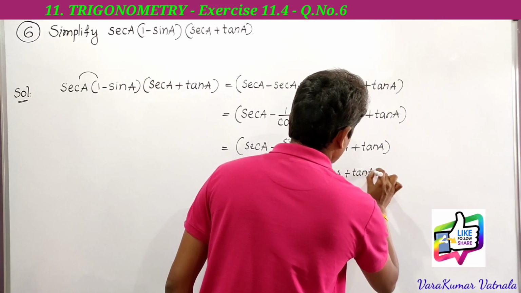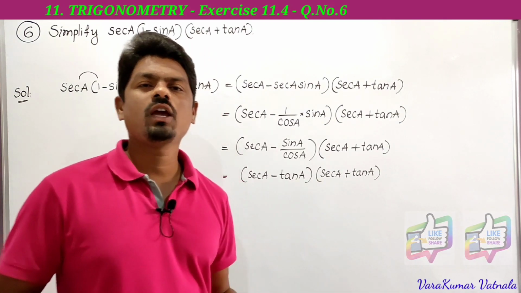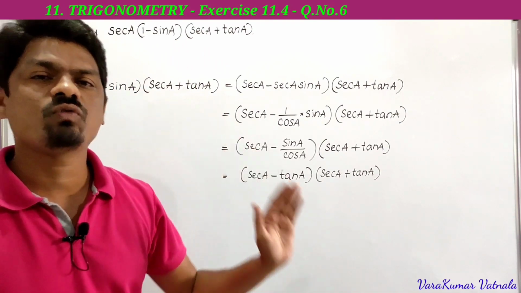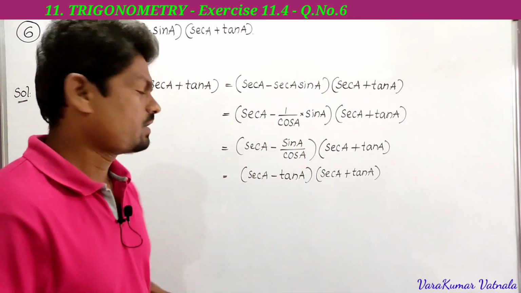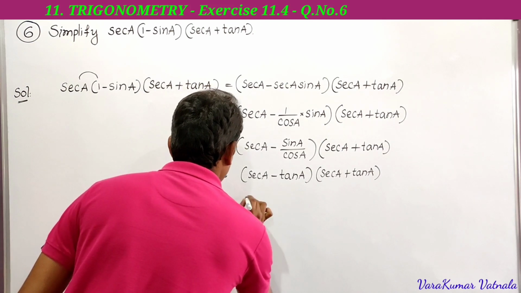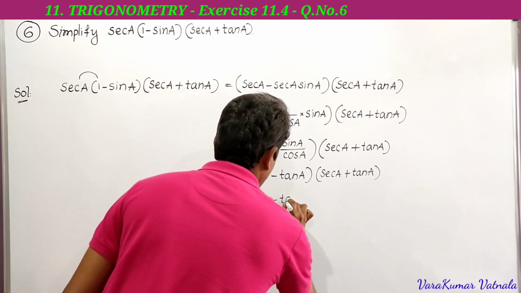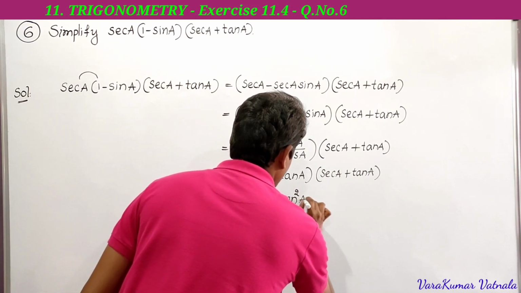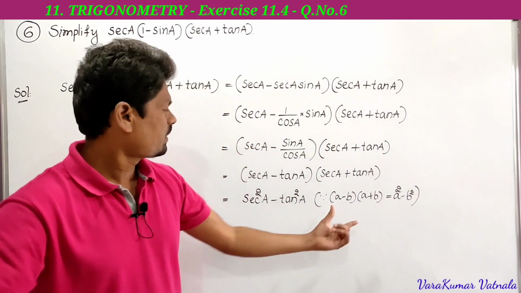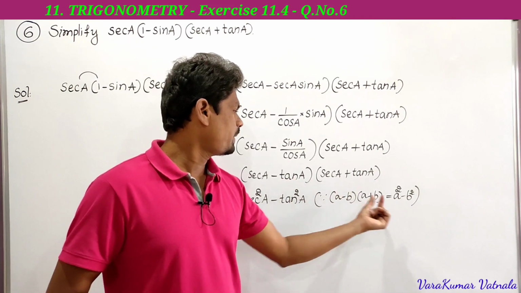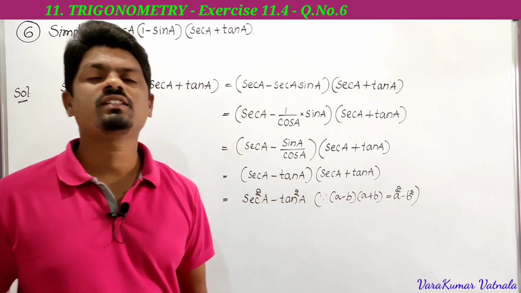So now these two are in the form (a minus b) into (a plus b). So we have (a minus b) into (a plus b) equal to a square minus b square. But here a is secant A, b is tan A. So here we can write secant square A minus tan square A, since (a minus b) into (a plus b). So using this formula, a square is secant square A, minus b square is tan square A.